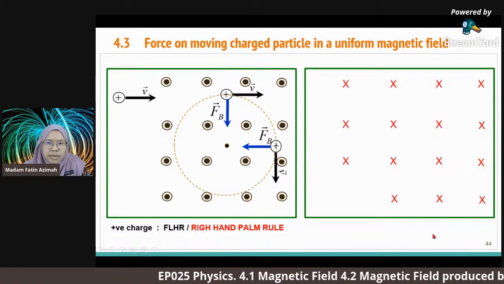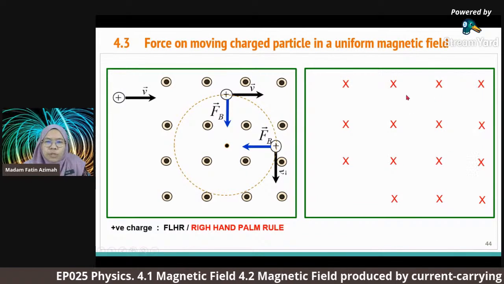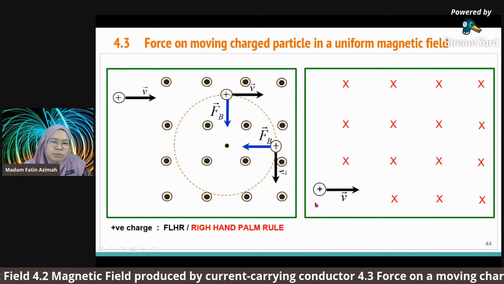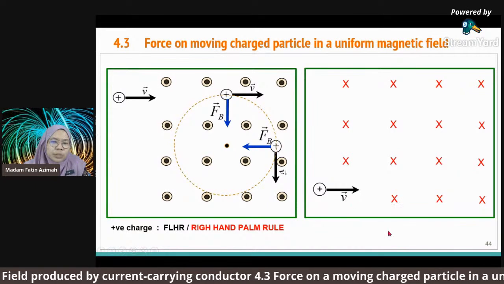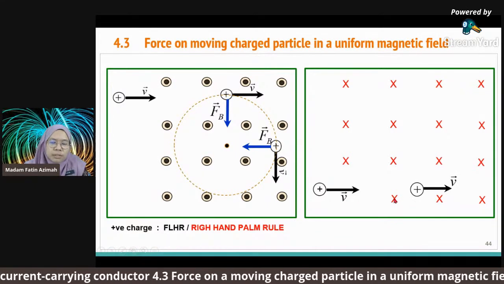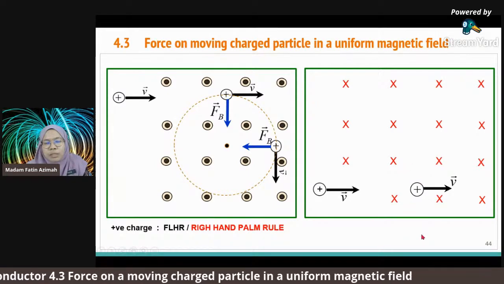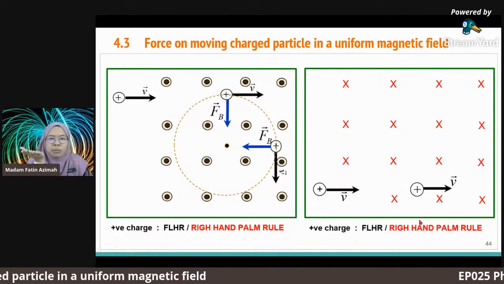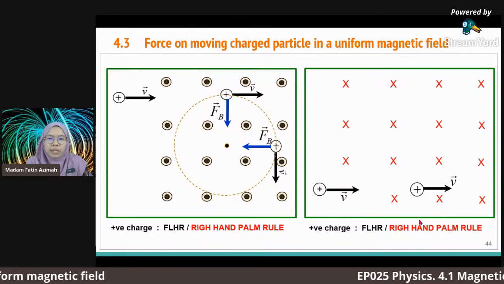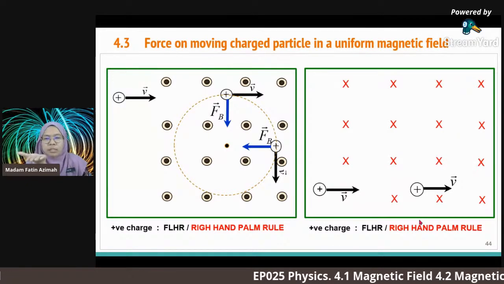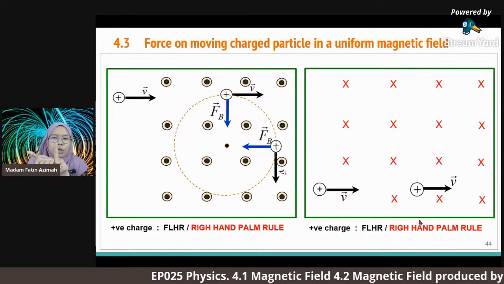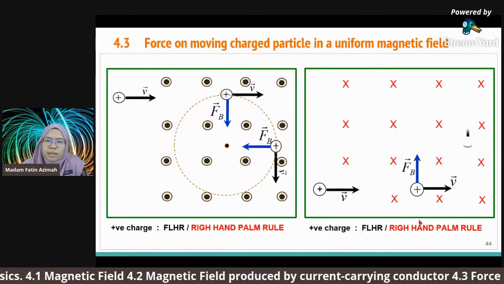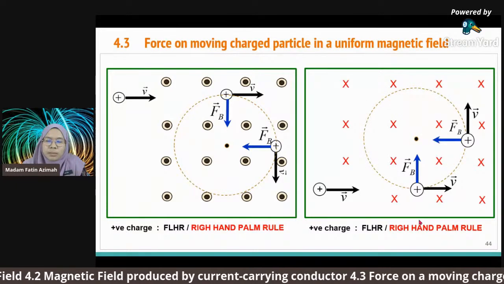Next we have uniform magnetic field going into the page, and then a positive charge traveling perpendicularly into the field. What is the directions of the magnetic force? If you are using the right hand palm rule, your fingers are going into the page, your V is going to the right, so the directions of magnetic force is going up. Then the particle will move in circular motion.